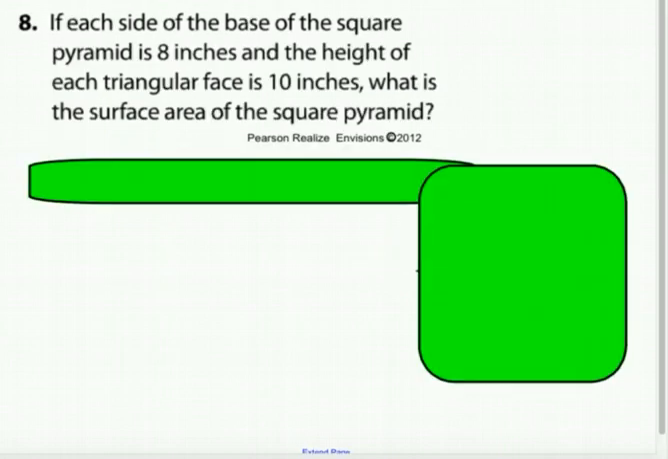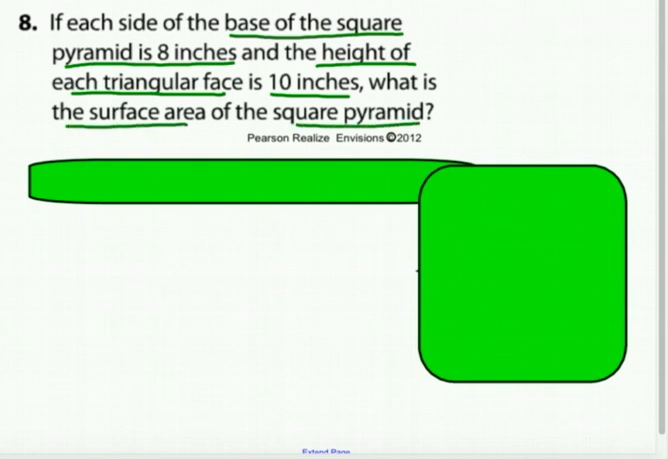Let's try this one. Number 8. Okay. Let's see how you did. If each side of the base of the square pyramid is 8 inches, that's important information. The base of the square pyramid is 8 inches, and the height of each triangular face is 10 inches. What is the surface area of the square pyramid?